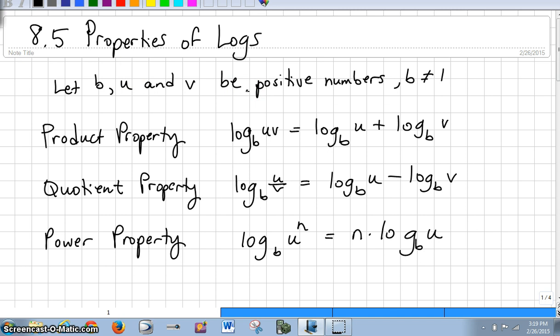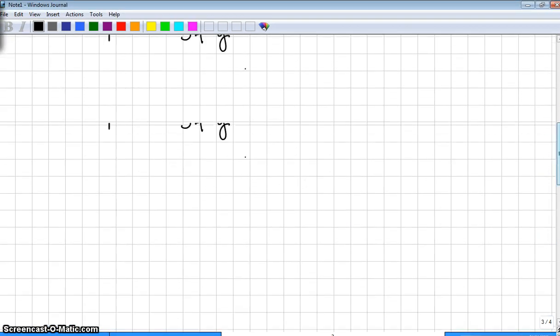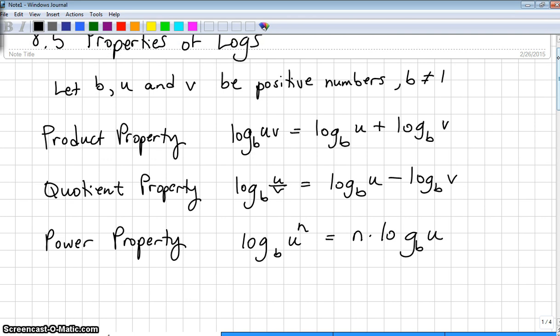The first one is called the product property. The product property says that when the argument of a log base b is a product, we can split that logarithm into two logarithms and add them together. So log base b of u times v is equal to log base b of u plus log base b of v. Okay, so that's the first one. Product means we're going to change it to a log plus a log.